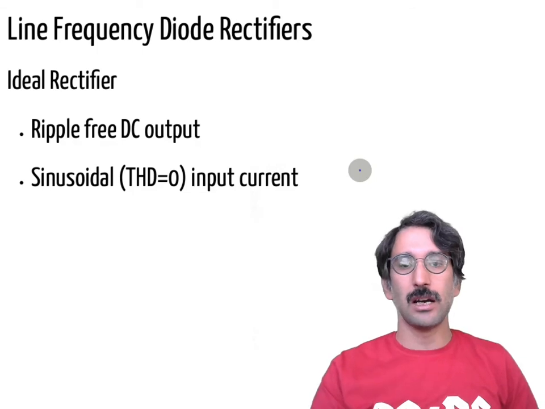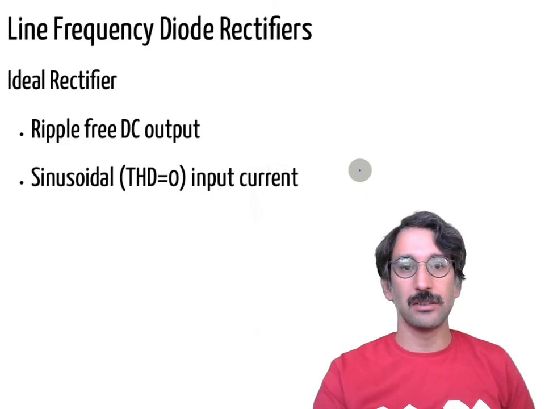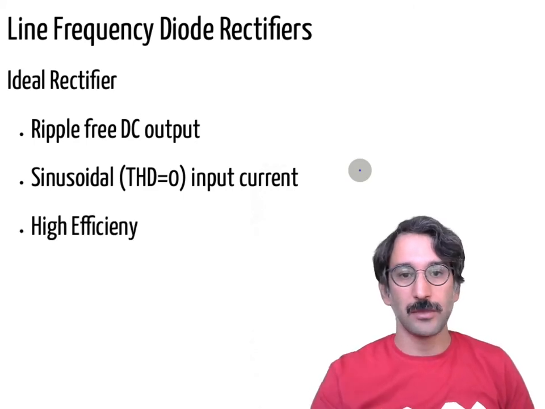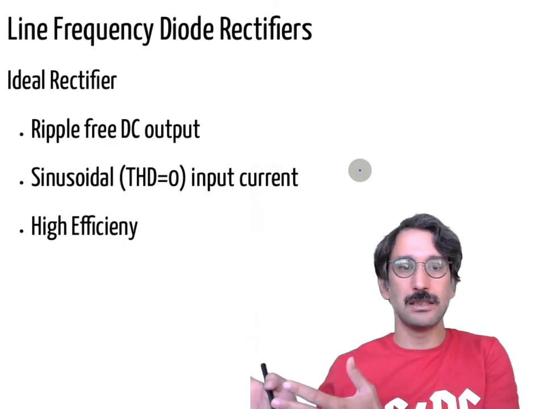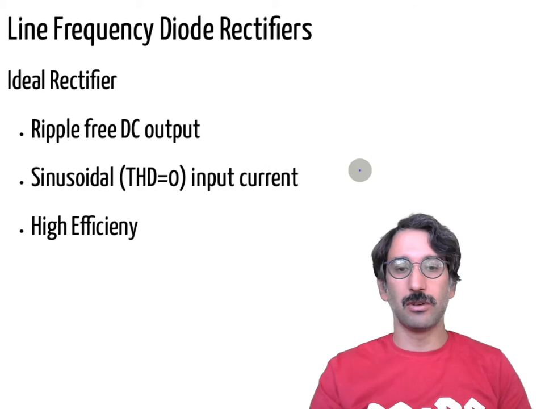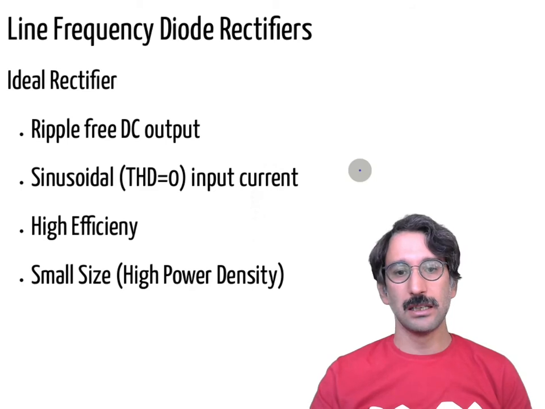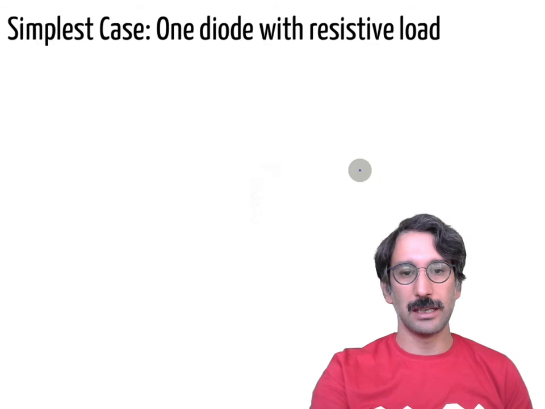I also don't want to disturb my input current, so I don't want to cause any distortions on the input current. In other words, if I have a perfect sinusoidal input, I want to draw a sinusoidal current as well, so that THD would be 0. Of course I want high efficiency, where the power that I converted to DC would be similar to what I took from the AC. I also want to make the circuit as small as possible, so that means high power density.